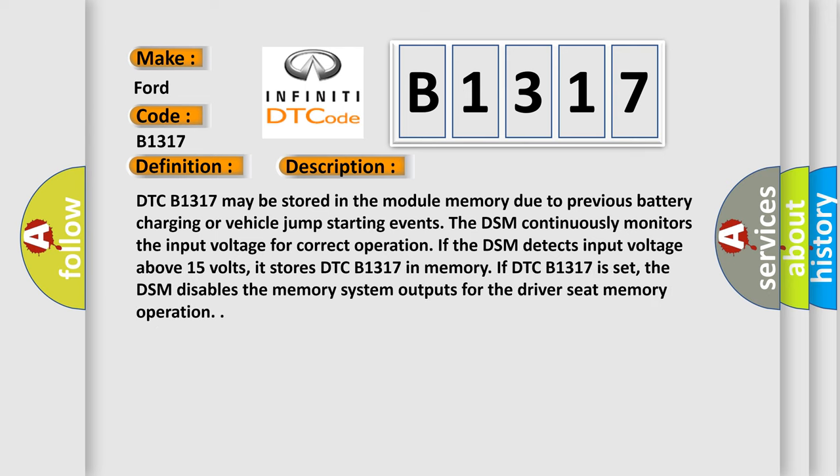DTC B1317 may be stored in the module memory due to previous battery charging or vehicle jump starting events. The DSM continuously monitors the input voltage for correct operation. If the DSM detects input voltage above 15 volts, it stores DTC B1317 in memory. If DTC B1317 is set, the DSM disables the memory system outputs for the driver seat memory operation.